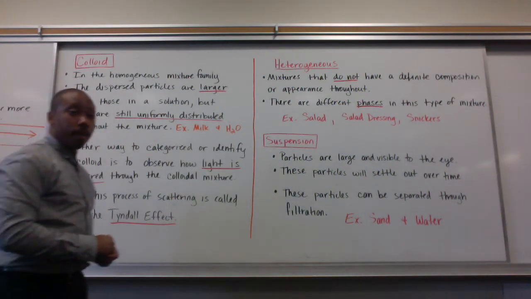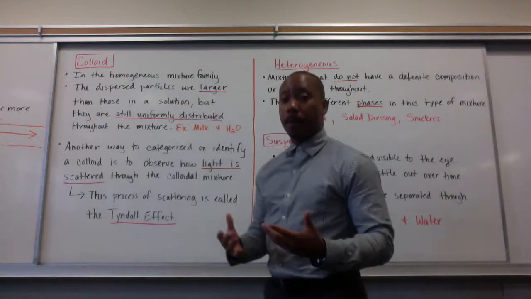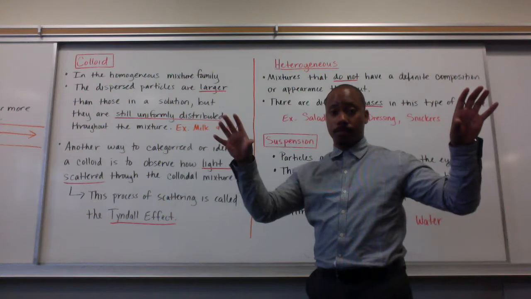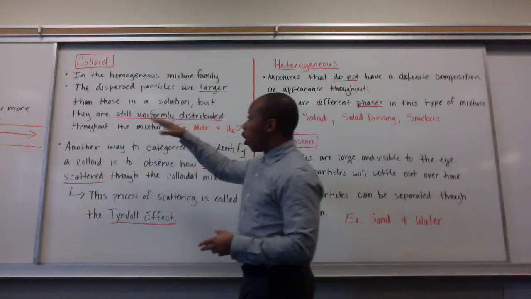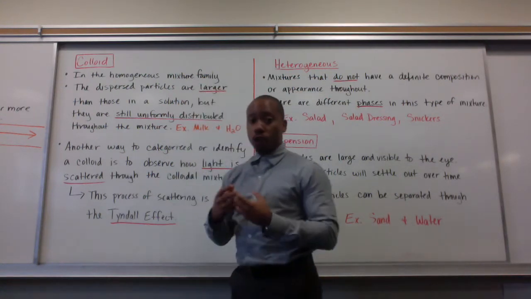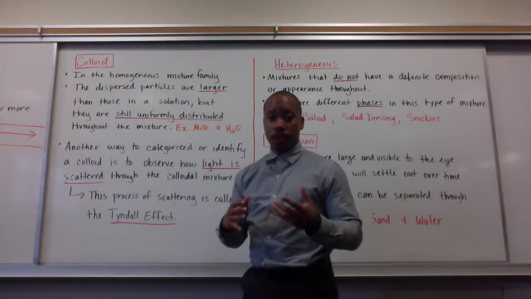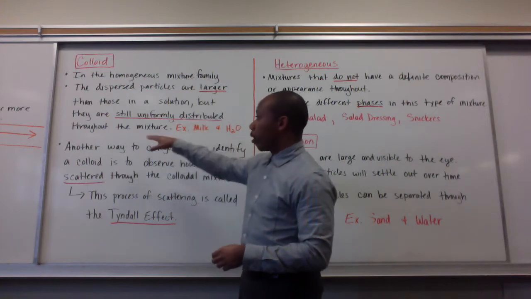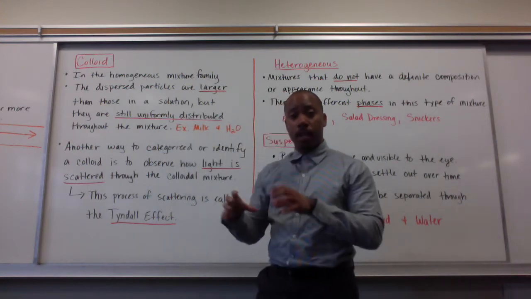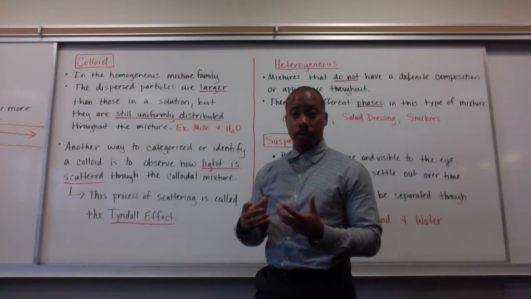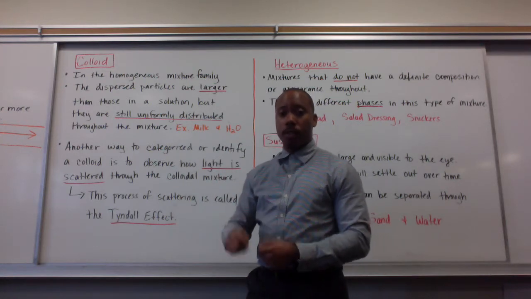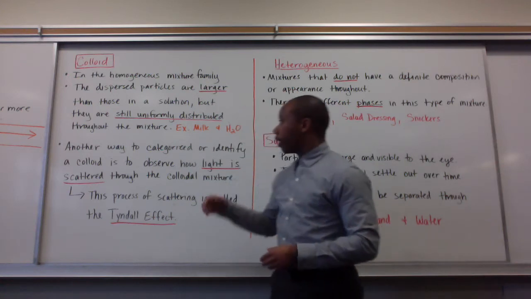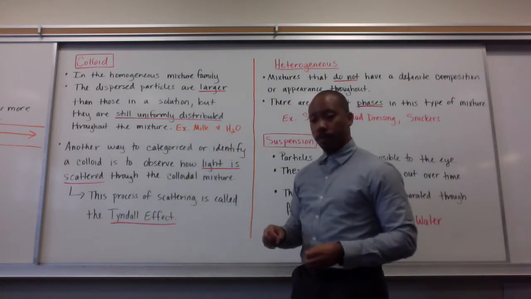Now, a colloid falls within the homogeneous mixture family, but there are some differences between a colloid and, let's say, a solution. The particles are dispersed and they are larger than those in a solution for the colloid. But they're still uniformly distributed throughout the mixture, making it still fall within the homogeneous mixture family. So colloids have larger particles than solutions.